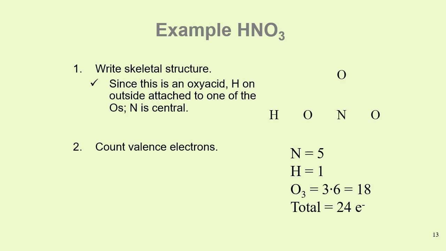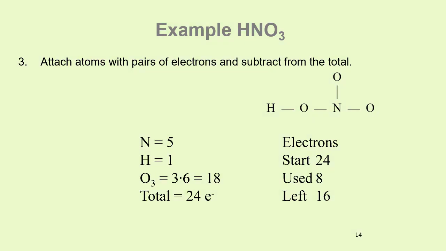Now, for example, we have nitric acid. The first thing that we do is draw all the elements: hydrogen on the outside attached to one of the O's, and N is the center. Now we have to count the valence electrons. For nitrogen we have 5. Oxygen we have 6, and there are 3 oxygens, so 3 times 6 is 18. Hydrogen, only one. So 18 plus 1 plus 5, we have 24 electrons.